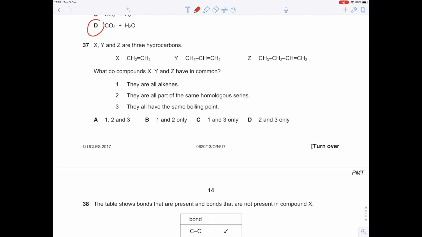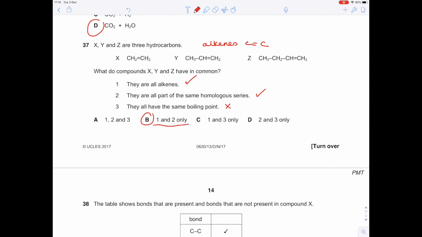X, Y, and Z are 3 hydrocarbons. What do X, Y, and Z have in common? So let's notice they're all alkenes. I can see that due to the fact that they all have that C double bond C. They're all part of the same homologous series. Yes, they are. They're all alkenes. They all have the same boiling point. No, remember that members of the same homologous series show a trend in boiling points. They don't have the same boiling points, which means that 1 and 2 are correct only.